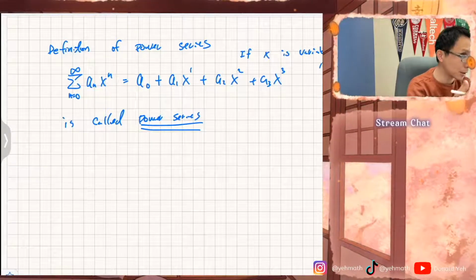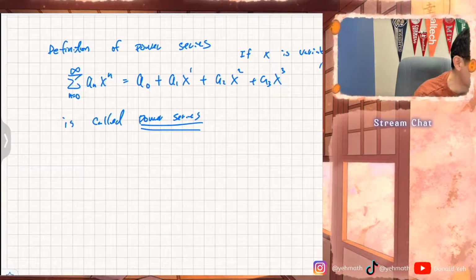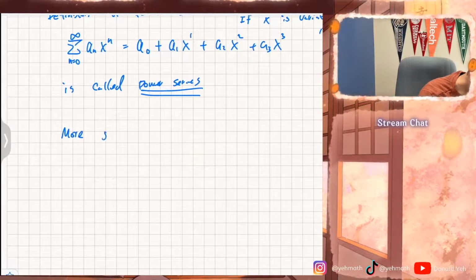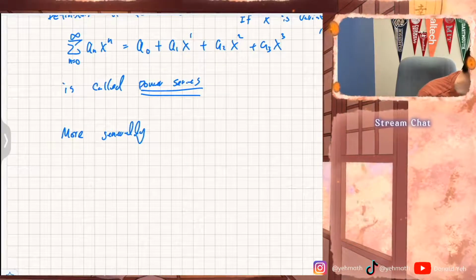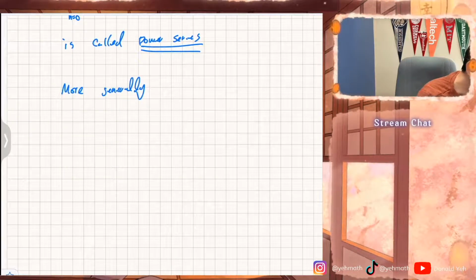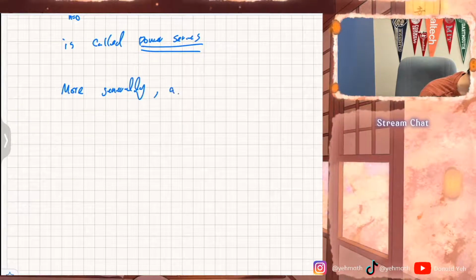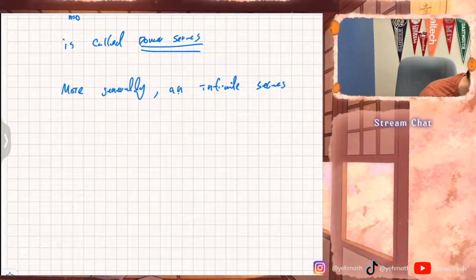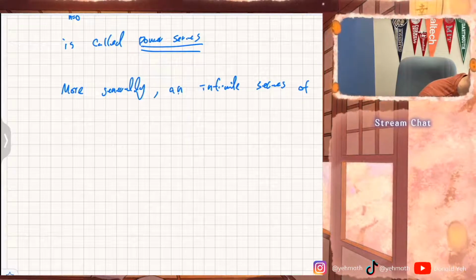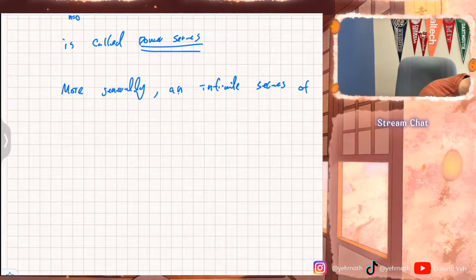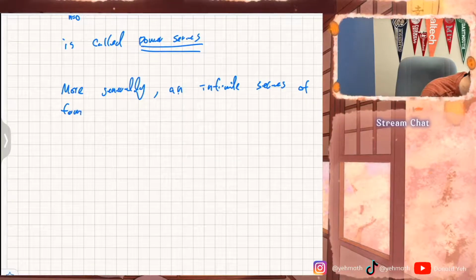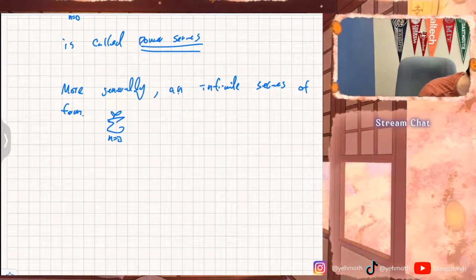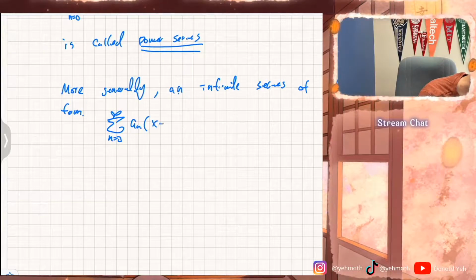Can they center off 0? Yes, they can. There is actually a power series centered at C. So more generally, it's going to be represented this way: an infinite series of the form, the sum from n equal to 0 to infinity of a_n times (x minus c) to the n.